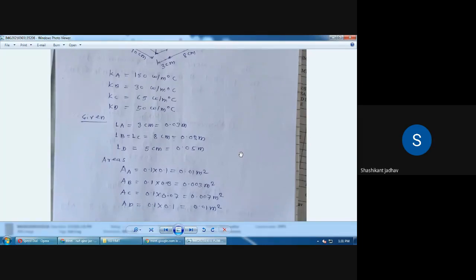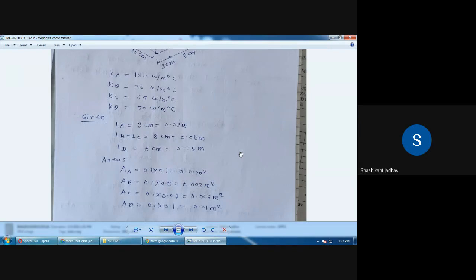L_A is given. Thickness of layer A is given as 3 centimeters, so we have to convert into meter. Then thickness of layer B and C is given, the same thickness for layer B and C, that is 8 centimeter. So L_B is equal to L_C is equal to 8 centimeter, and we have to convert that into meter. So 8 centimeter is nothing but 0.08 meter. Thickness of each layer is given: layer A, layer B, layer C and layer D. So we have to write down L_A, L_B, L_C and L_D.